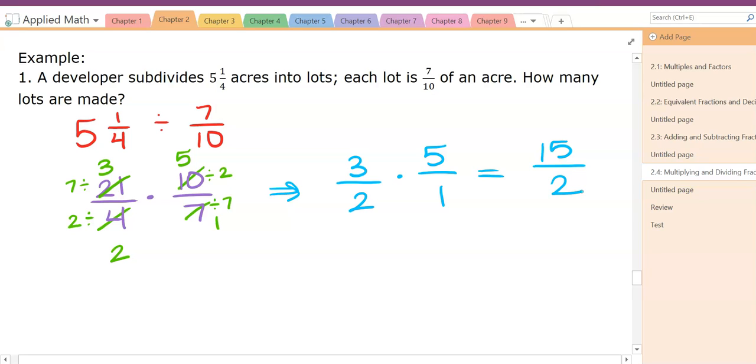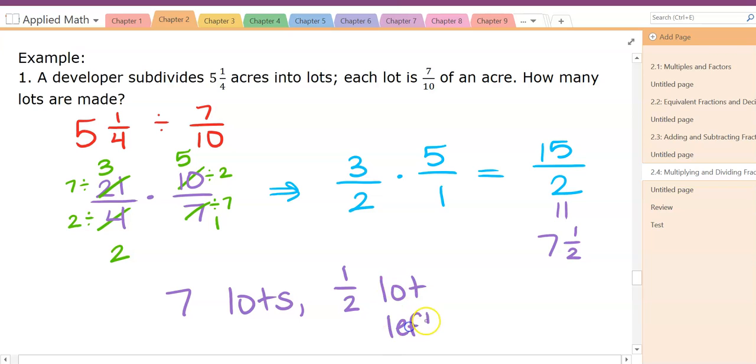So we get 15/2. So if we think about this, because he would need to know how many full lots he's able to make here, this is the same thing as 7 1/2. So how many full lots? 7. So there's going to be 7 lots that get made, and there's going to be half of a lot left over. So the developer would have to decide what they're going to do with that half of a lot, whether they're just going to add it to someone else's lot and increase that price, or see if they can sell it to one of the people that wants to use it for something.